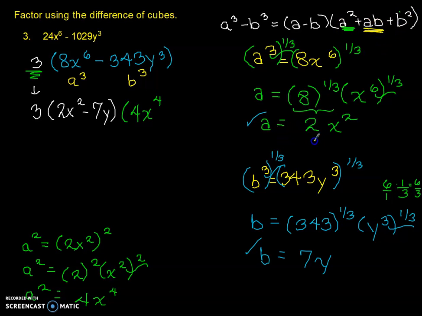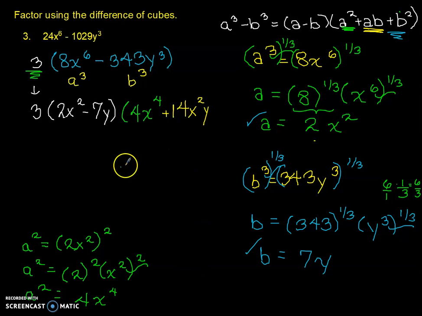plus ab. So we're multiplying a times b. 2 times 7 gives me positive 14. And the variables, I just bring them both over, but in alphabetical order. So x squared y.